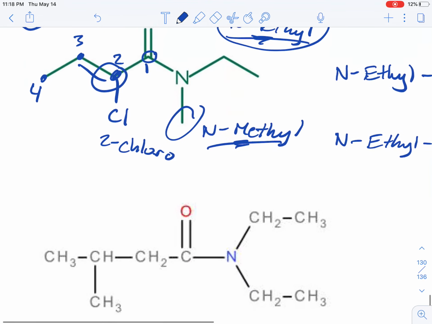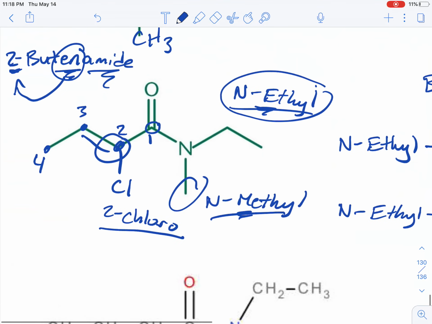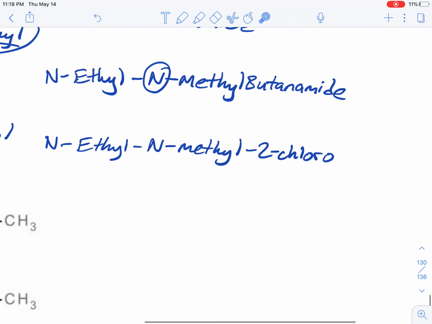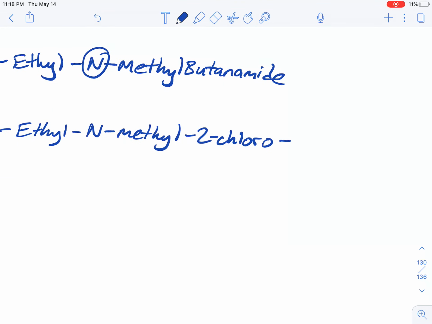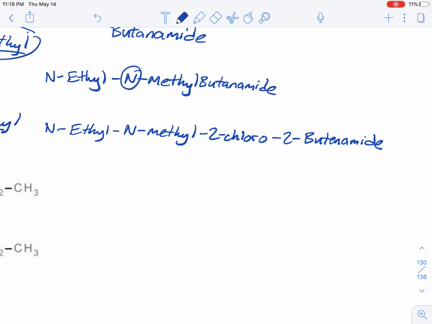And then it looks like I have to put a 2-chloro first, because that's a substituent before the parent chain. So now that I have the chloro, I've described the chlorine group, that's a substituent on the parent chain. I'm going to go ahead and name this portion, or just copy that portion, which is the parent. So this is going to be -2-butanamide. So this is the name of my organic compound.